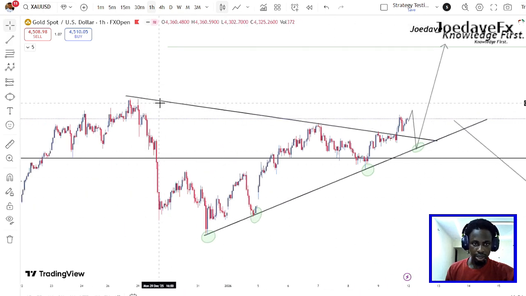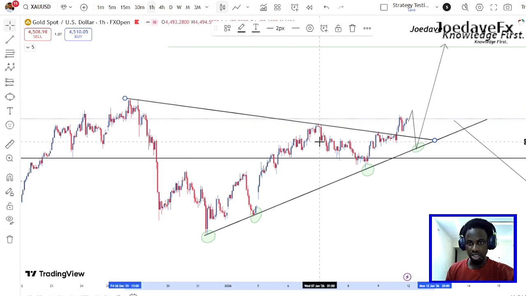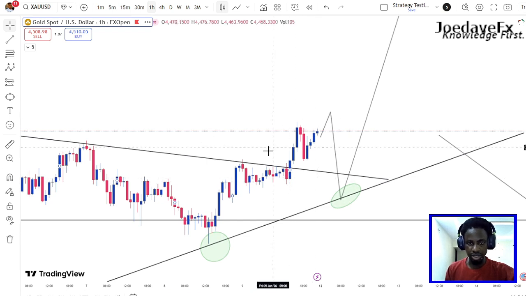So you see what I did here was I connected this one with this one, then I drag it forward. So let me just correct it very well. So this one to this one, then I drag it forward. So you can see it touch it here. And at this point, what gold did was break above it. So this was a clear break above, touch it here.